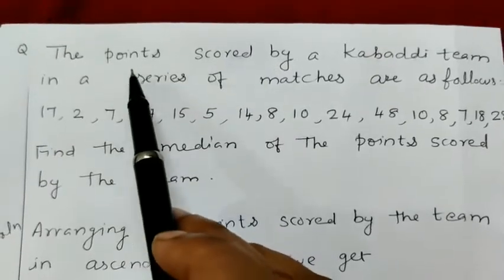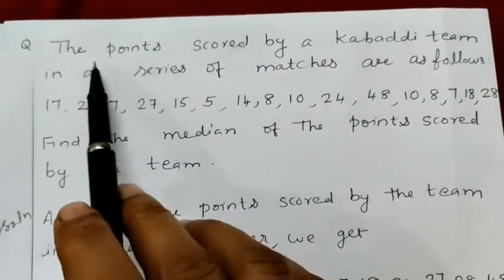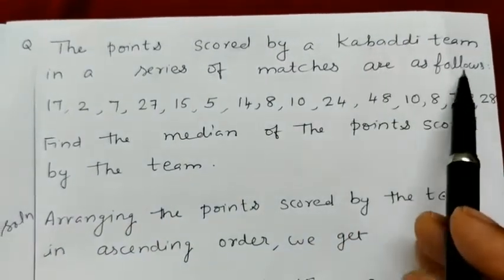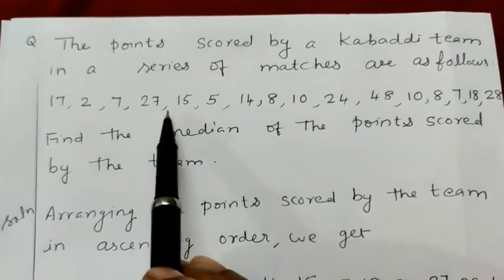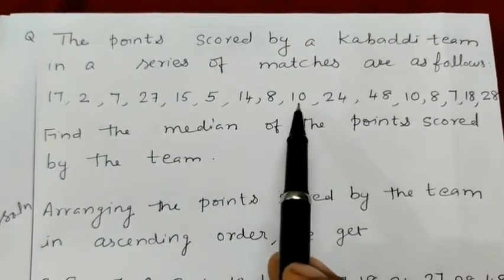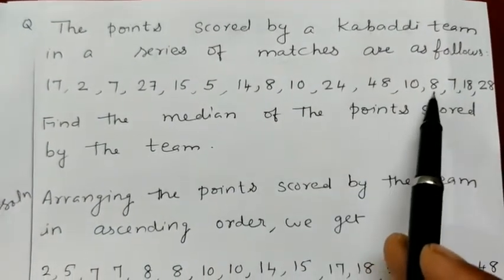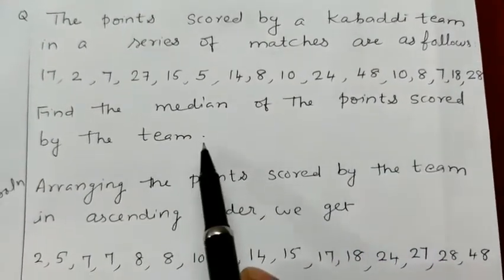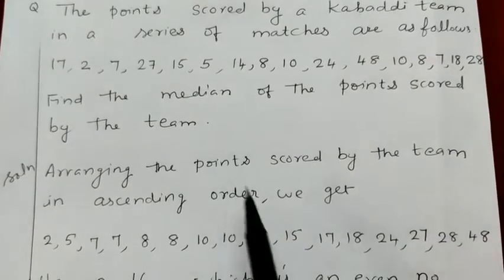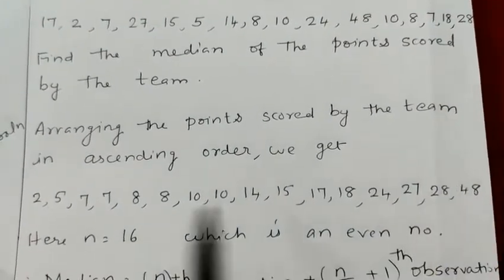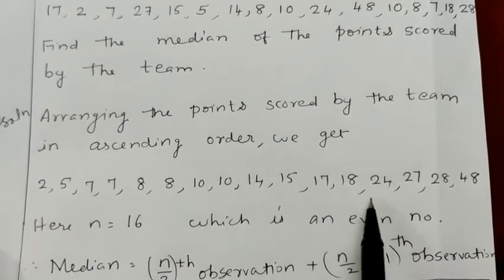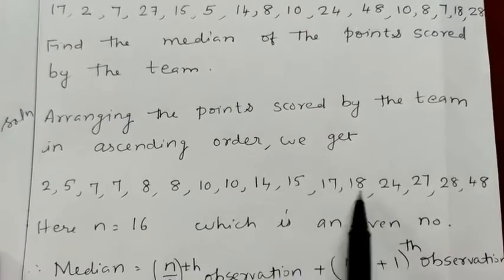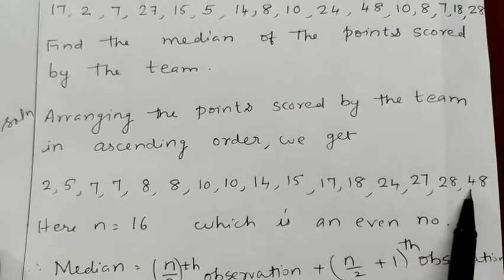Now let's discuss one more question related to median. The points scored by a Kabaddi team in a series of matches are as follows: 17, 2, 7, 27, 15, 5, 14, 8, 10, 24, 48, 10, 8, 7, 18 and 28. Find the median of the points scored by the team. So first of all we have to arrange this in ascending order. So I have arranged this in ascending order like this: 2, 5, 7, 7, 8, 8, 10, 10, 14, 15, 17, 18, 24, 27, 28 and 48.